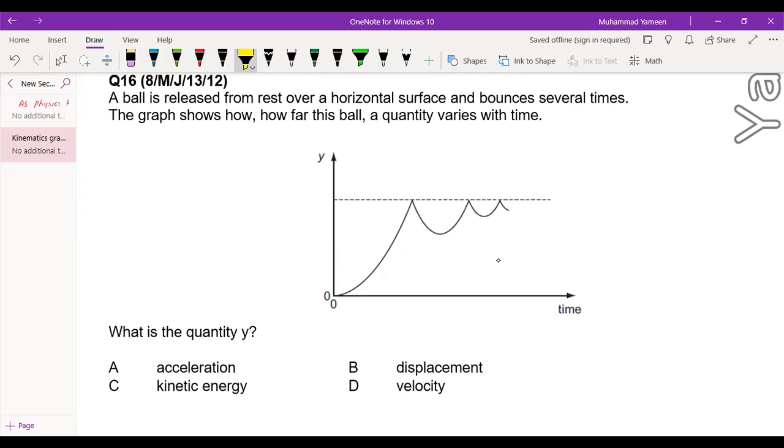So the ball is released over the horizontal surface, and as it moves down and has multiple bounces, you know that if we ignore air resistance, then the acceleration of the ball should be constant. Okay, and acceleration should always be in the downward direction.